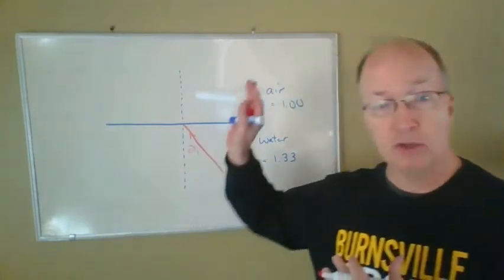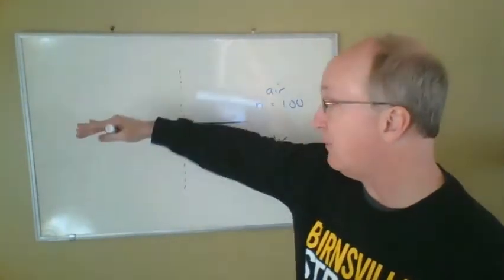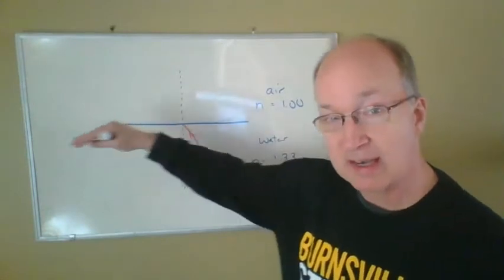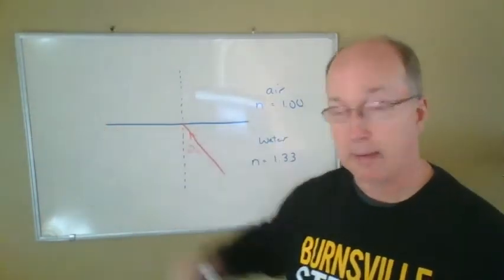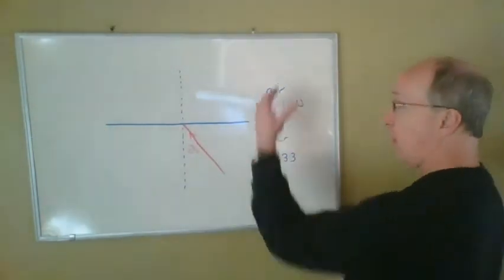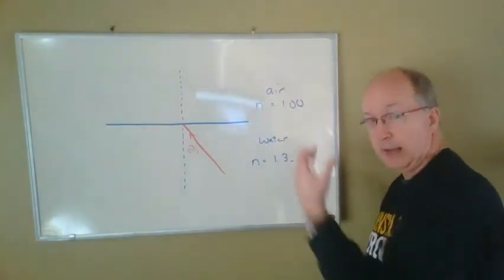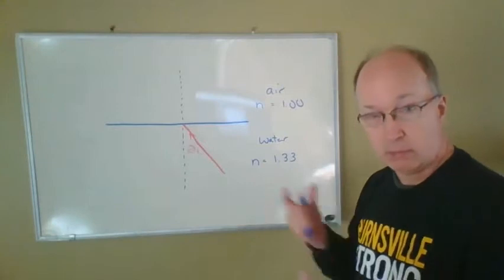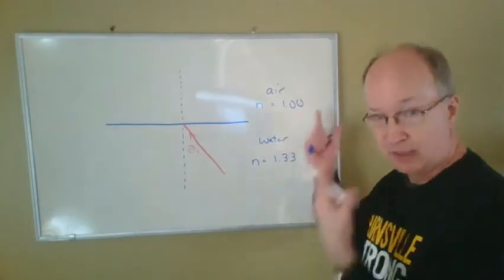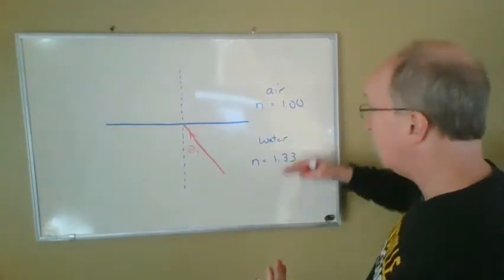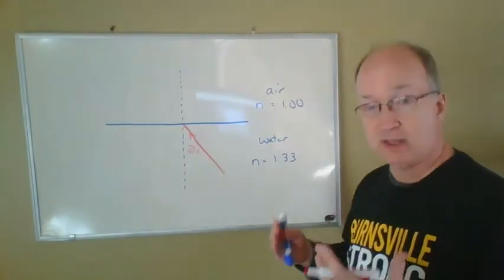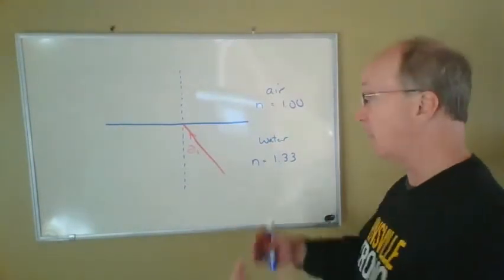You only get total internal reflection when that light bends away from the normal so much that it's going 90 degrees. So we have to go from the water to the air because you have to go from a higher N to a lower N to get light to speed up. That's how the speed of light with the index of refraction works. When you go from a higher to a lower N, light speeds up. If light speeds up, it bends away from the normal.